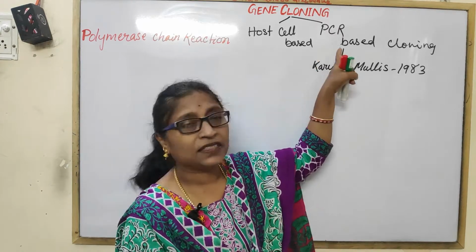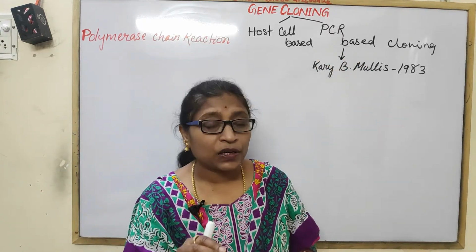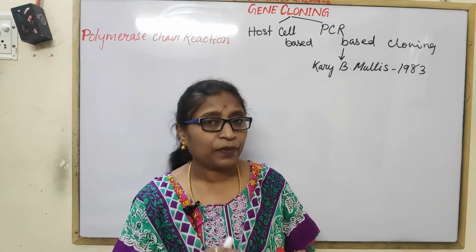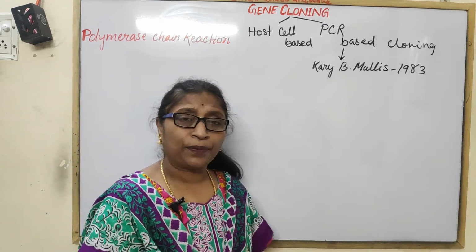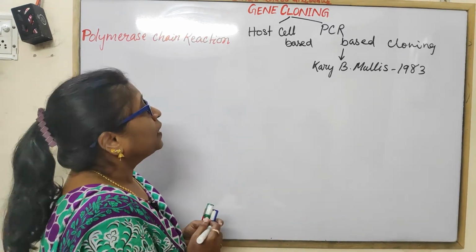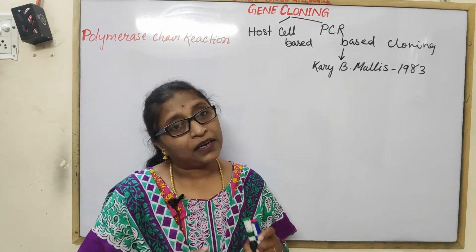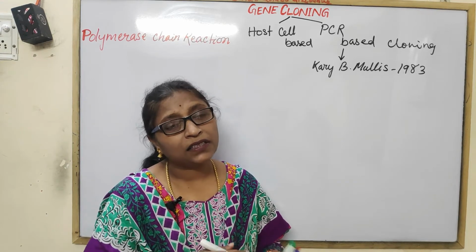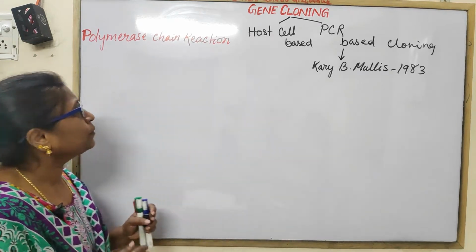As we discussed, these are of two types. In host cell based cloning, the gene is introduced into E. coli or other bacteria or yeast cells in which the cloning can be done. In the PCR method, a thermocycler is used for thermal cycling, on the basis of a heating and cooling method.